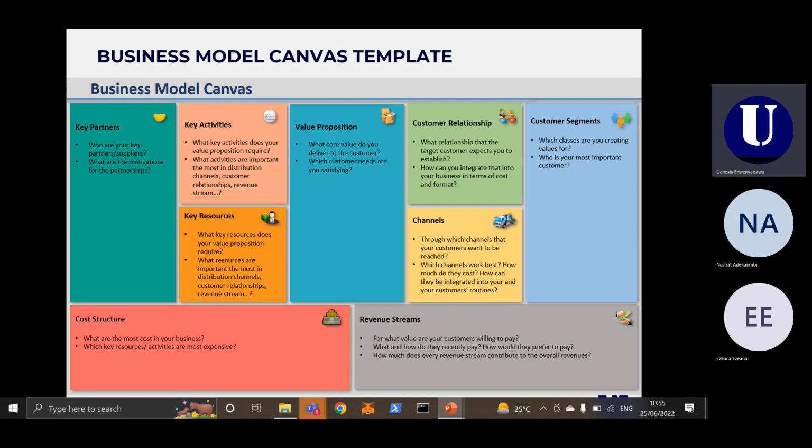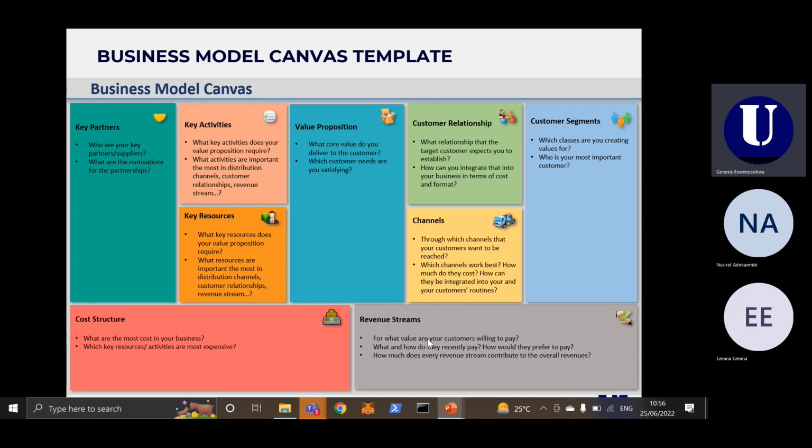Then you talk about the channels, which is your demand channel. Through what channel are you going to deliver your services? For Uptrust, our demand channel is online, virtual. But for Obey that wants to set up a tech hub, you can't set up a tech hub virtually. It has to be on premises. Which channels work best? How much does your channel cost? And how can they be integrated into your customer's routine? Do you want to set up a tech hub whereby the location is far away from where your customers are? Right? And then you look at your revenue streams.